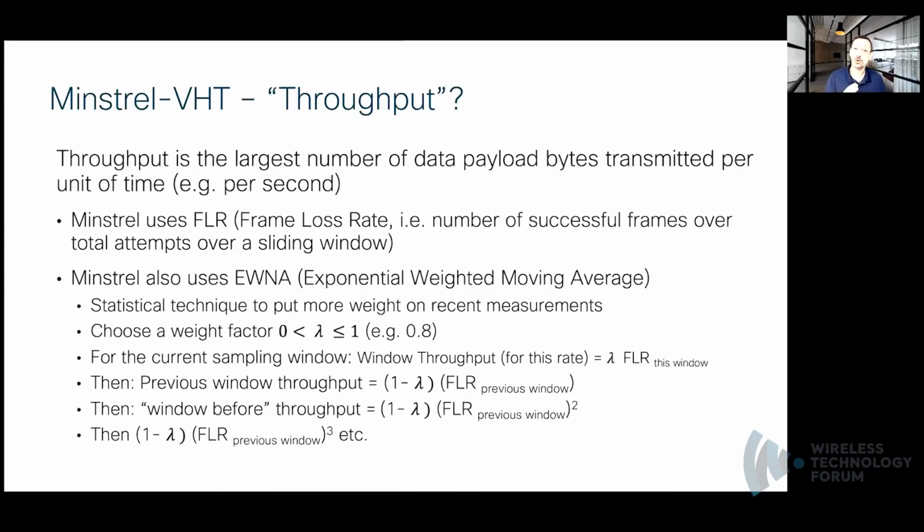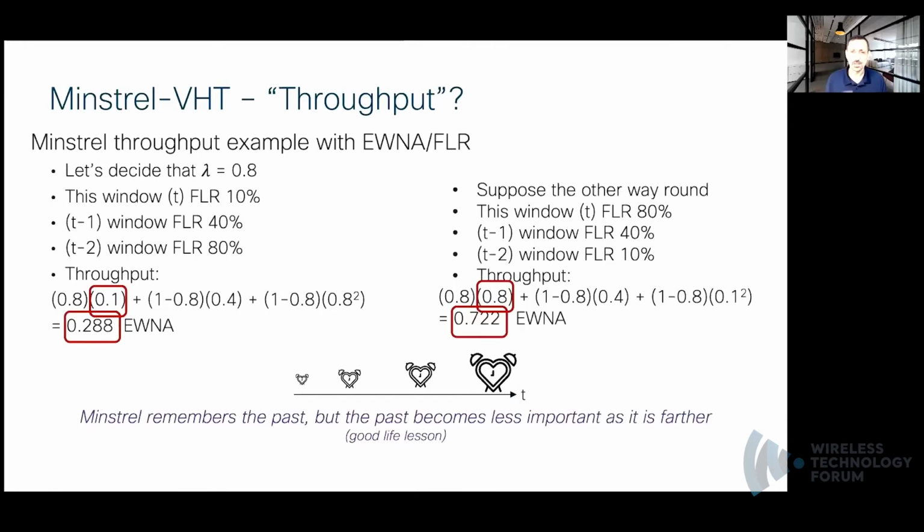And as you go beyond the present, you see the equation goes 1 minus that lambda value times the FLR value, and that's for the previous test window. And then 2 windows ago, you square that value. And then 3 windows ago, cube the value, etc. So what does that mean? Well, let's take an example.